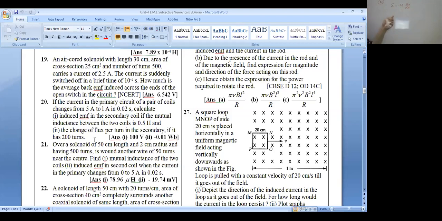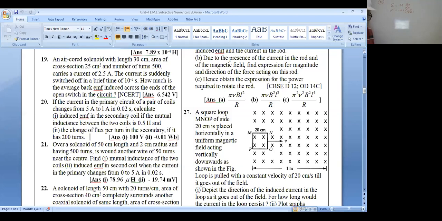Simply you can say here M is given. How much is given here? 0.5 Henry. This is the unit, 0.5. And what is dI by dt? It is the rate of change of current, 5 ampere to 1 ampere. So we are not doing 5 minus 1, we are doing here 1 minus 5. Why? Final minus initial. And time taken here 0.02. This way you can calculate E easily. And the change of flux per turn. Per turn means here you divide by the number of turns.